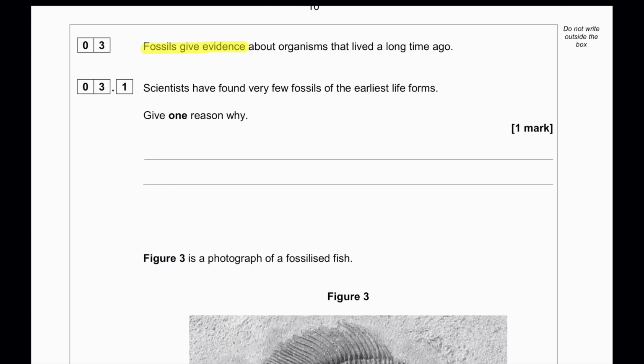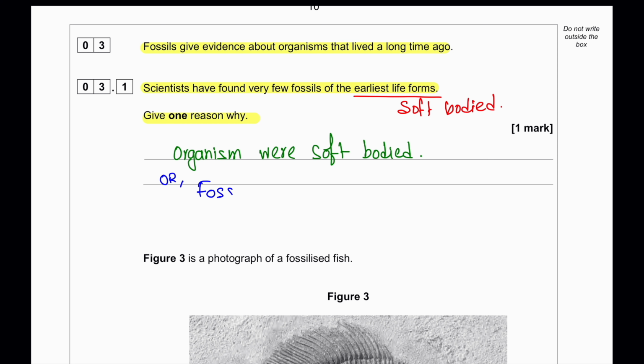Fossils give evidence about organisms that lived a long time ago. Scientists have found very few fossils of the earliest life forms. Give one reason why. Actually, the earliest life forms were mostly soft-bodied. So this can be a very good answer. Okay. Another answer that we can write is that the fossils got destroyed or they got buried very deep under the ground so that we cannot recover them.